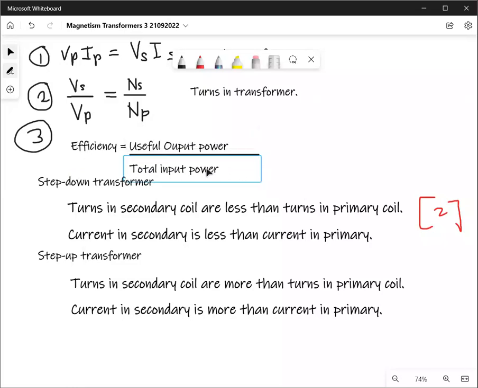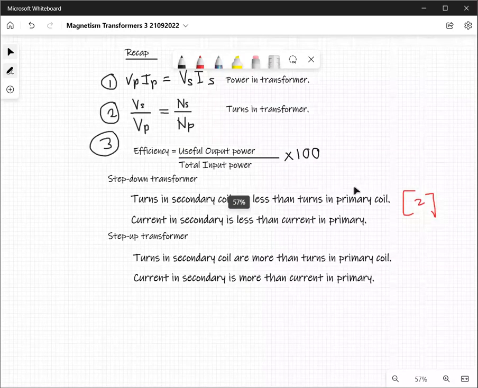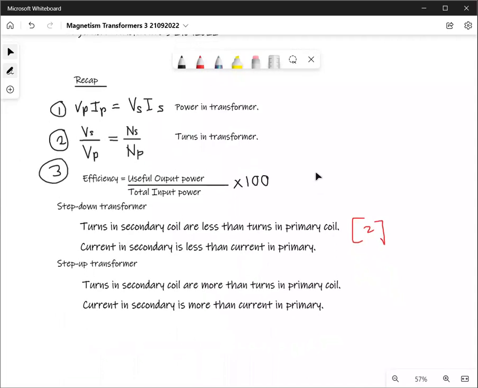Now there's a third equation on the top, write that as well. Efficiency. Efficiency is useful output power divided by total input power, times 100. Now this is everything you need from transformers. There's one more thing which we have to do in a second.